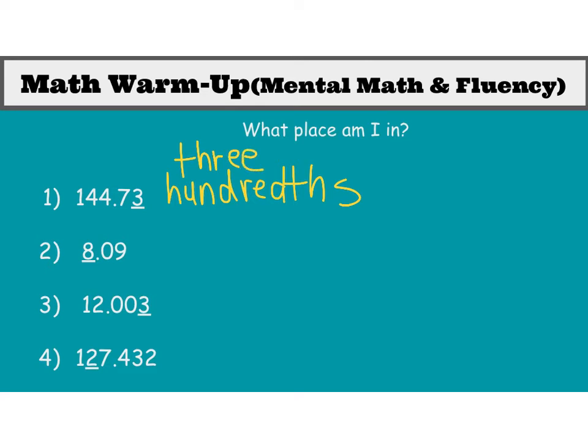If we take a look at number 2, we have the 8 underlined, and that 8 is in the ones place. So it is just worth 8. Number 3, we have 3 underlined once again, but notice it is in a different place. This time, we're going to write 3 thousandths.